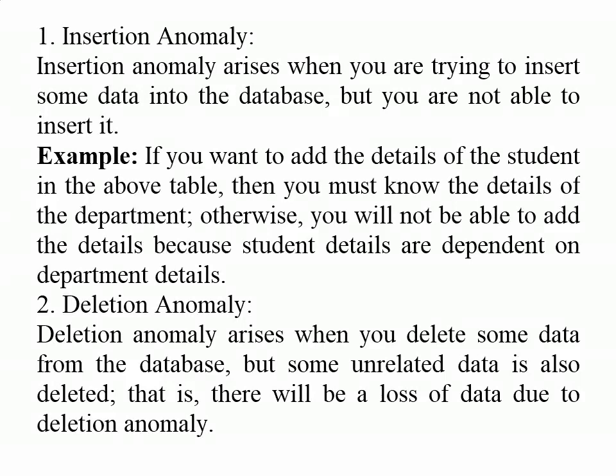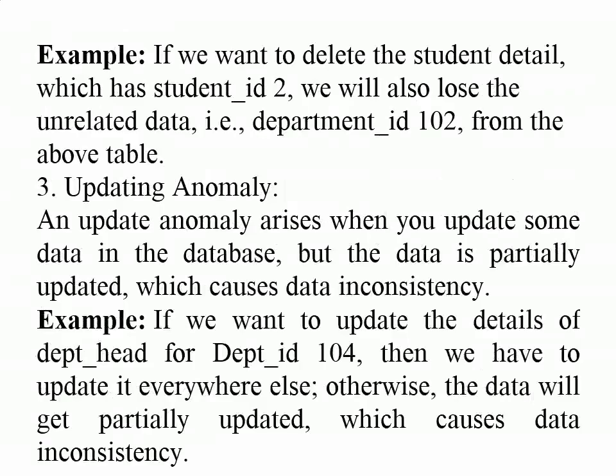Whereas the next will be deletion anomaly, which arises when you want to delete some data which is irrelevant or not related to that particular data table. So if you want to delete a student detail, you need to know the ID of that particular student which you want to delete, or the department ID you need to know. This will be called a deletion anomaly. The third will be the updating anomaly. Updating is nothing but replacing or adding some more content into that particular existing data in the database table.